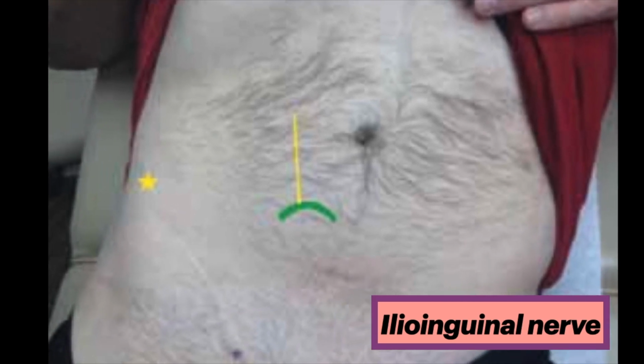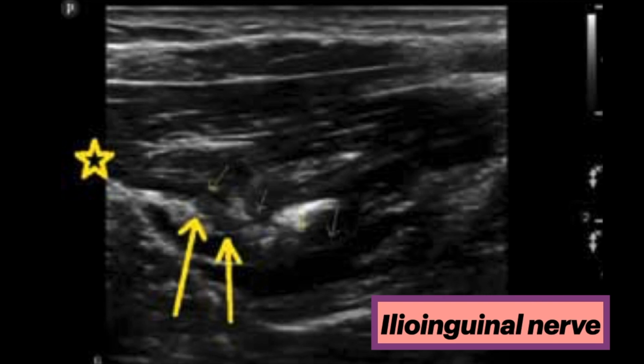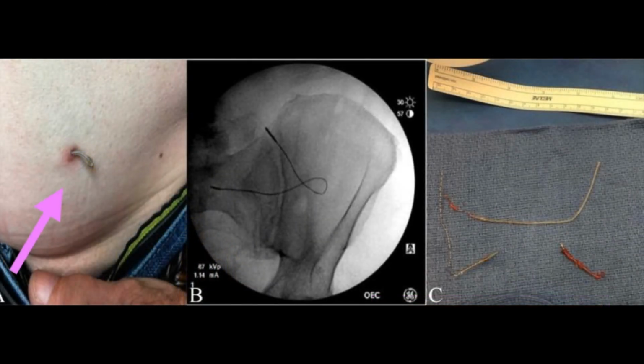In terms of the surface anatomy, the yellow star notes the anterior superior iliac spine, the yellow line notes the lateral edge of the rectus abdominis muscle, and the green line shows the semilunar line. Here's corresponding ultrasound with the anterior superior iliac spine as the yellow star, the ilioinguinal and iliohypogastric nerves as the thick yellow arrows, and the percutaneous nerve stimulator lead visible, noted by the thin yellow arrows.